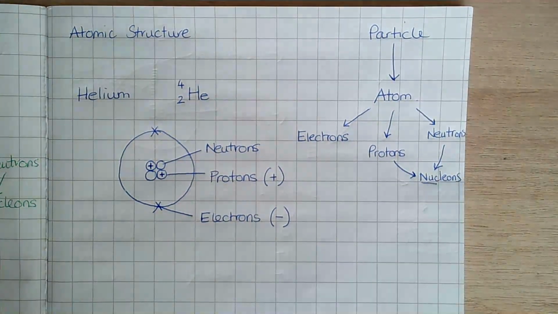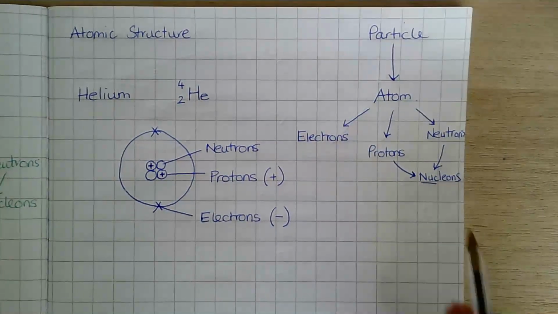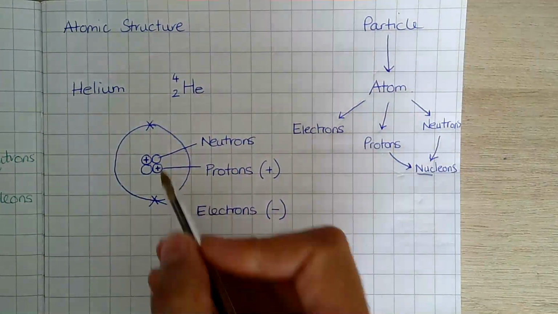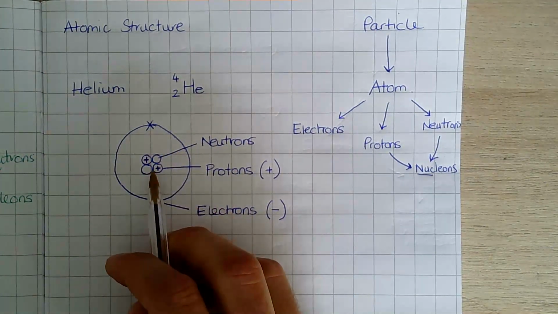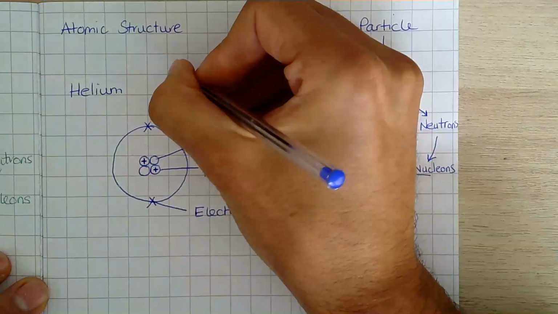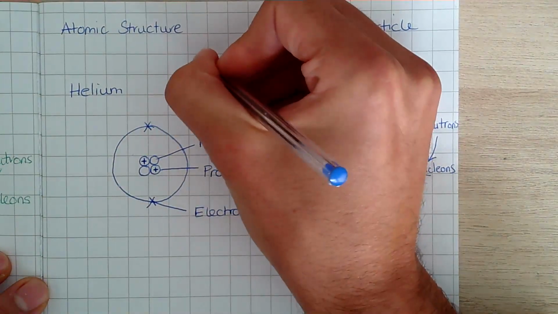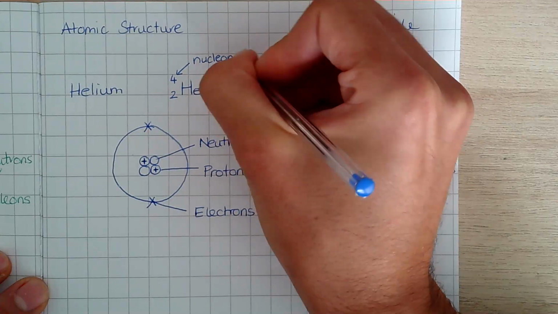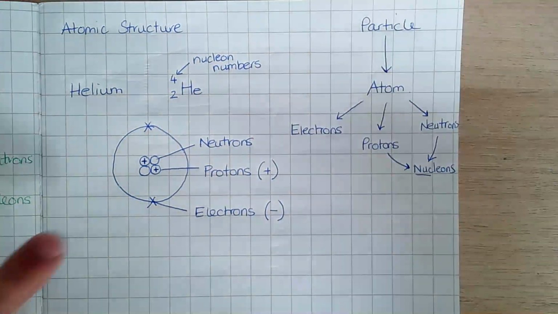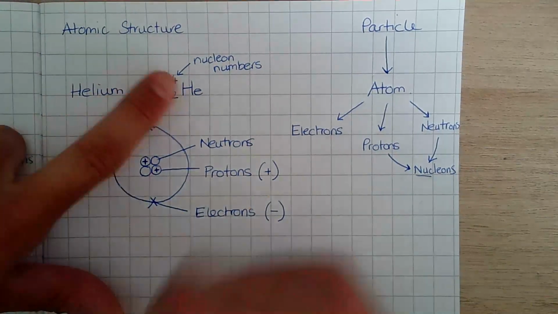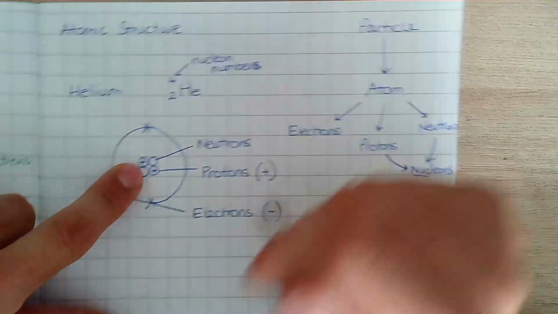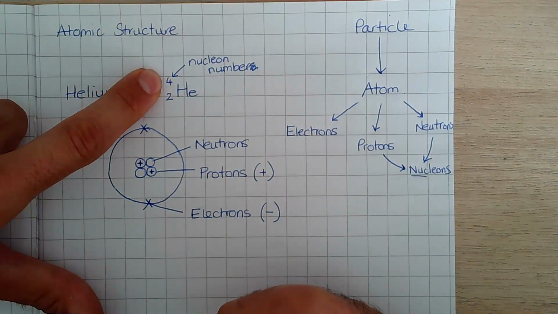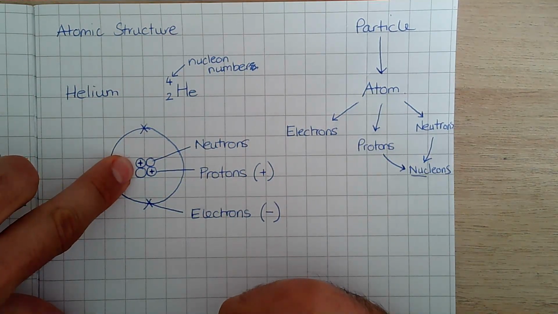Now, nucleons, that's all to do with the nucleus. Protons and neutrons are nucleons because they are found in the nucleus. And this number here is called the nucleon number. That is the number of protons and neutrons in the nucleus. So the nucleon number is the number of subatomic particles in the nucleus. For this atom of helium, it is 4, therefore there are 4 subatomic particles in the nucleus.